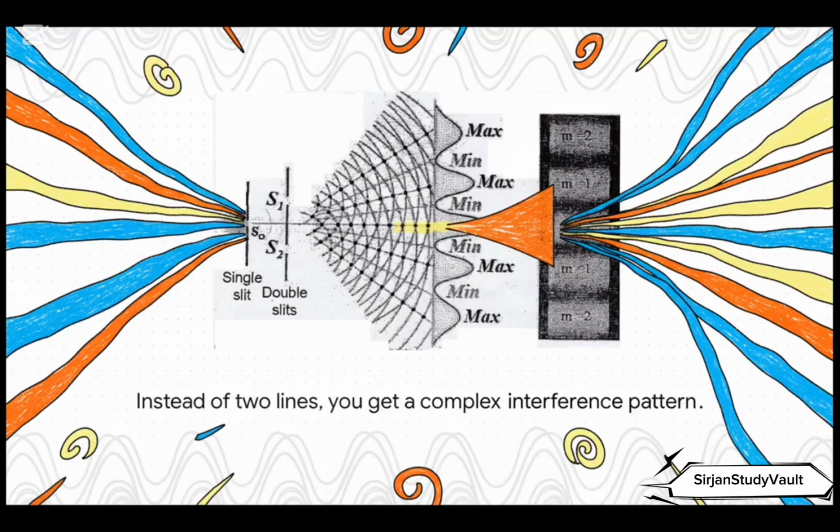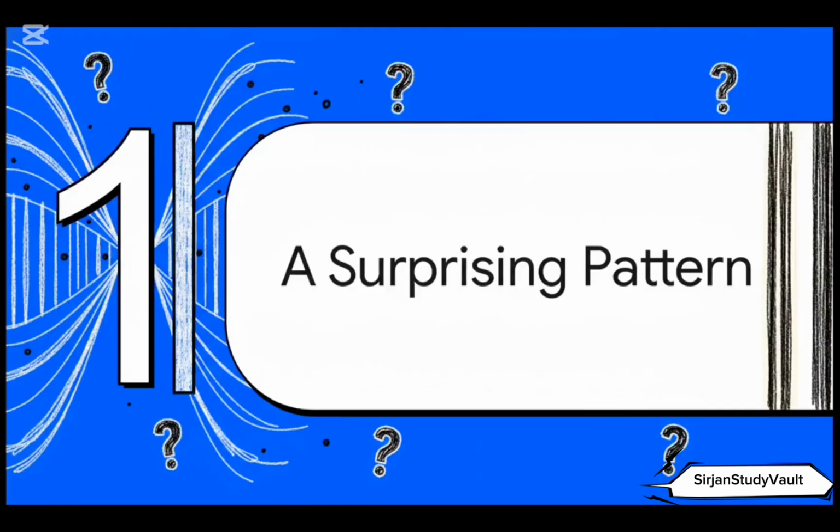Not even close. Instead of two nice, neat lines, you get this, a whole series of bright and dark stripes spread out across the screen. And here's the really weird part. The brightest spot is right in the middle, exactly where you'd expect a shadow to be. This result makes absolutely no sense, and it's the central mystery we're going to unravel today. So what on earth is this pattern, and how does it even form? The answer forced scientists to throw out the rulebook and rethink everything they thought they knew about light.